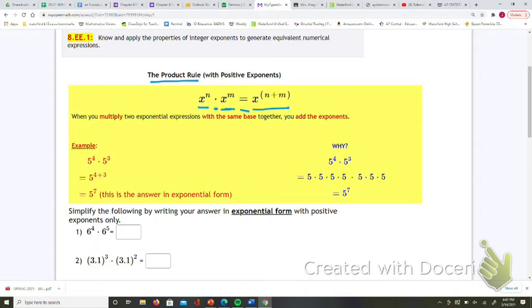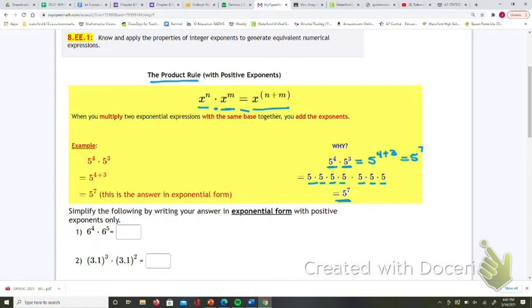Why? How does that work? Well, if you look at our example over here off to the right, notice that it says 5 to the 4th times 5 to the 3rd. Well, 5 to the 4th is 5 times 5 times 5 times 5. Times 5 to the 3rd is 5 times 5 times 5. Now, if you count, you have a bunch of 5s that you're multiplying. How many? 1, 2, 3, 4, 5, 6, 7. So it equals 5 to the 7th. Now let's go back to the original problem right here. So it equals 5 to the 4 plus 3, which is 5 to the 7th.